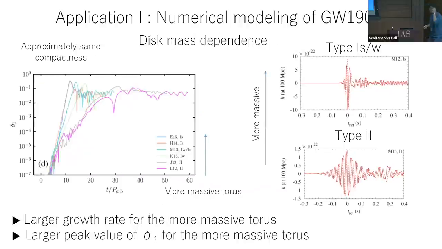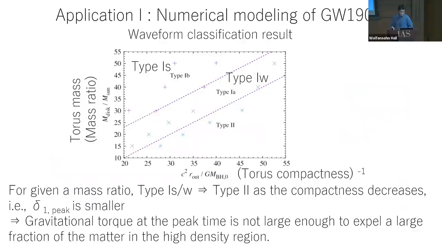We also explored the disk mass dependence. This is again the normalized amplitude. In this model, all the models have approximately the same compactness, but from bottom to top panel, the disk mass increases. And again, we found a larger growth rate for the more massive torus and a larger peak value for delta one for the more massive torus. And these features are imprinted in the gravitational waves. From the less massive to the more massive case, the waveform type shifts from type two, to type one W, and to type one.